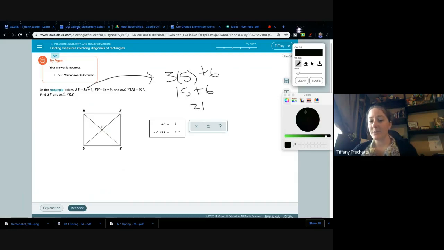So that's a much bigger number than I got the first time. So that means RV equals 21. Remember, if RV equals 21, they all equal 21. So let's check it and see if I get it right.